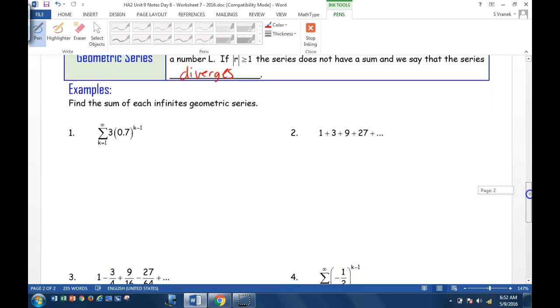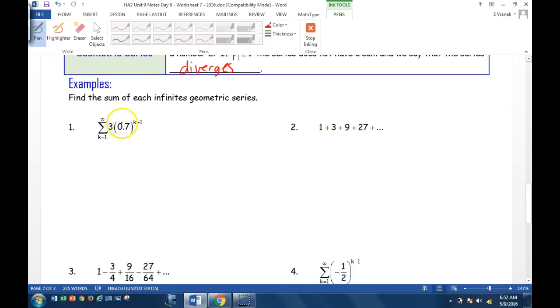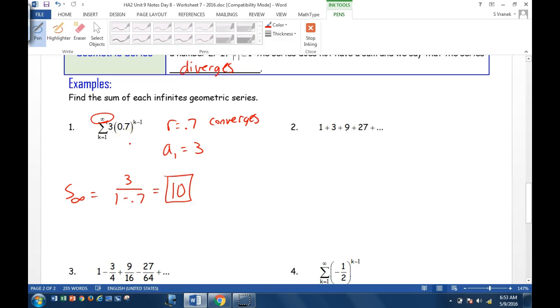So here's what you have to do. You have to figure out what the r value is. First of all, you have to see that this is an infinite sum. You look and see what the r value is. The r value is 0.7, which means it converges, so we can do the problem. Then we find out what a1 is. Put a 1 in for k. 1 minus 1 is 0. 0.7 to the 0 is 1, so the first term is 3. So the infinite sum is just 3 over 1 minus 0.7, and that turns into 10. So if we add up all the terms in this series for infinity, it's 10.